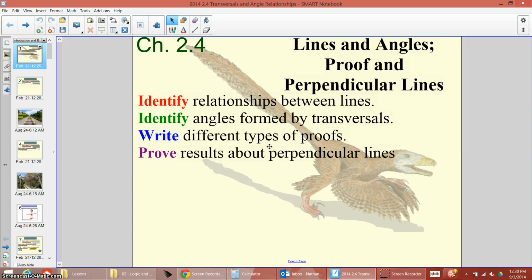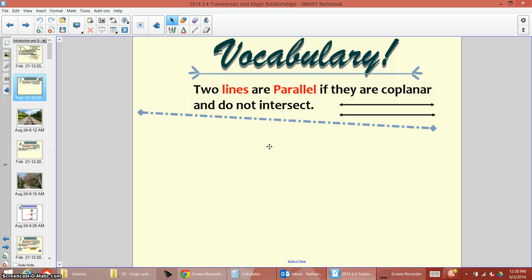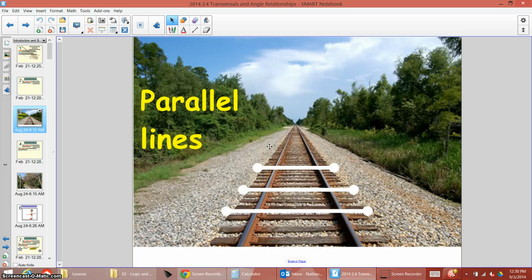Alright, chapter 2.4, lines and angles, proofs of perpendicular lines. Alright, so vocabulary. Two lines are parallel if they are coplanar, meaning they're in the same plane, and they do not intersect. Very similar to railroad tracks and railroad ties. They are in the same plane and they do not cross.